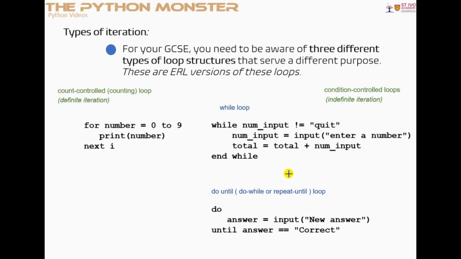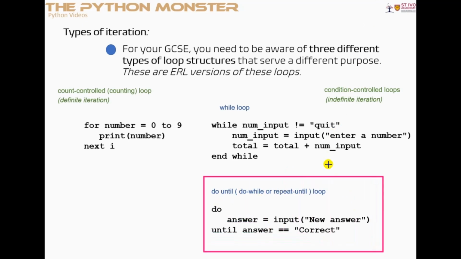So that, guys, leaves us with the last example of what OCR refers to as a condition controlled loop, which is the do until loop. Now, these types of loops come in a variety of different names. OCR refers to them as do until loops. So that's the technical term that you need to remember for this type of loop.